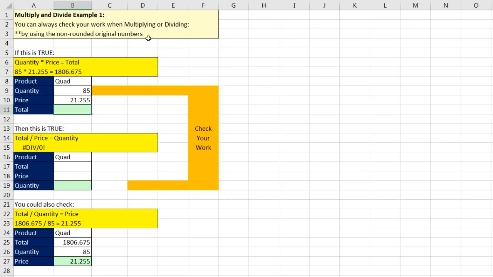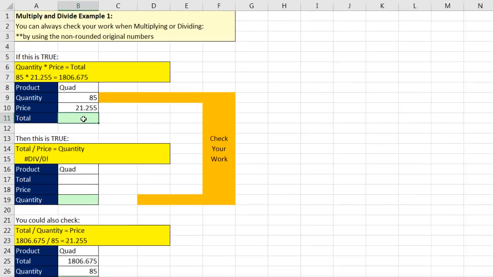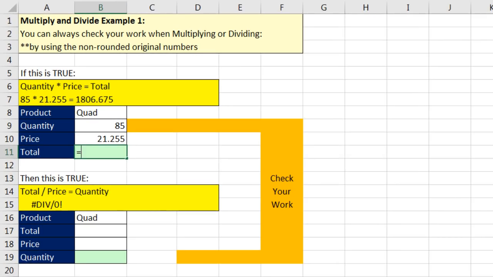So if you're multiplying, you can check with division. If you're dividing, you can check with multiplying. Now here's an example. We have the product, quantity, and price. If I multiply these, equals 85 times, and notice this is 21.255. It looks like the price has a partial penny.